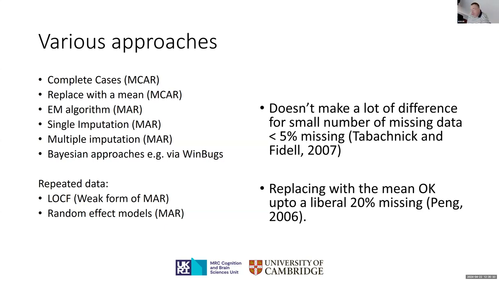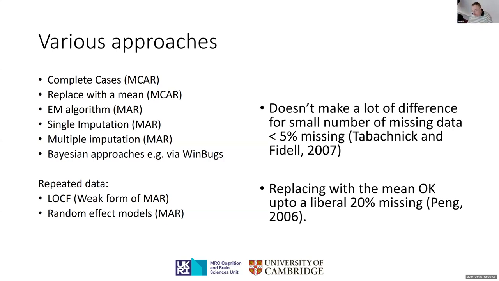Over the years, there have been various approaches to missing data. Some people just use complete cases, so ignore all the people who have missing data, which is rather wasteful. Some people just replace with an overall mean. You can also use algorithms that are like regression, in that they use existing data that we've got on them to estimate the missing variable of interest.